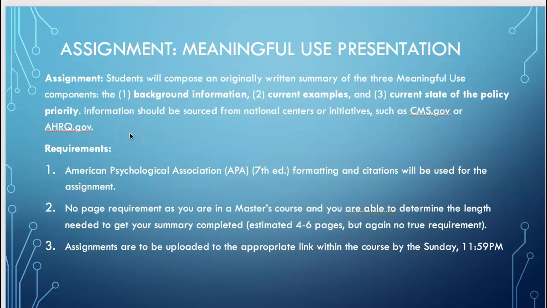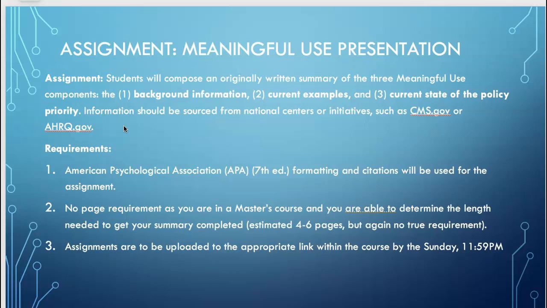So what you'll do is create an originally written paper or summary of the 3 meaningful use components, so background information, current examples, and current state of the policy priority. An example of background information would be the High-Tech Act or meaningful use. If you go to national centers or initiatives where you should be getting your sources from, such as cms.gov or ahrq.gov, you can find information on the High-Tech Act or what meaningful use is and what we're doing for this. So the background information on how this came to be or what's happening.